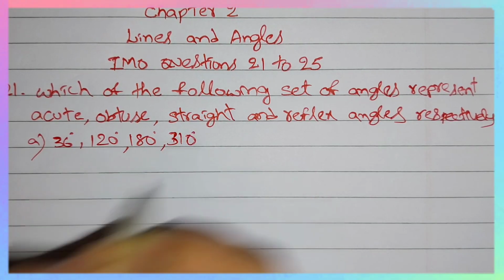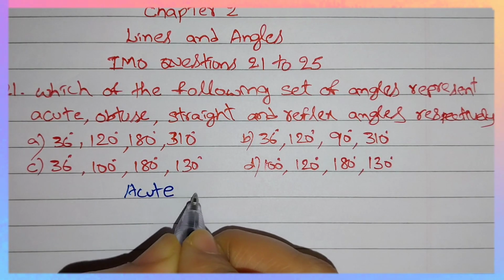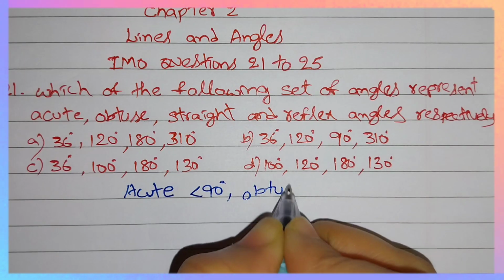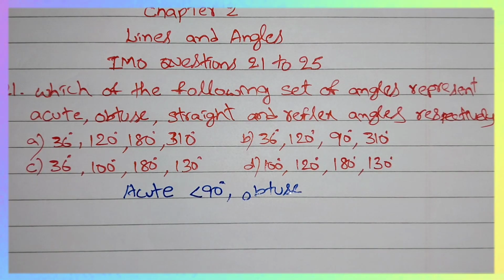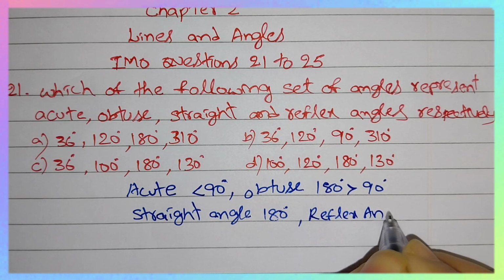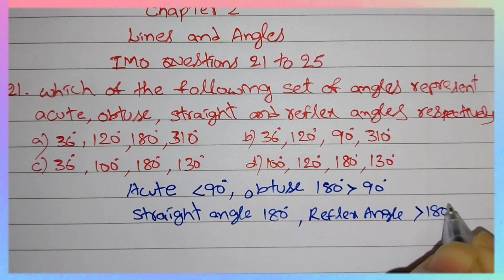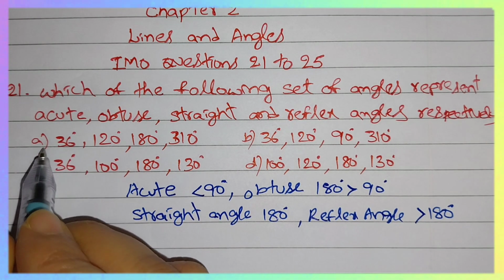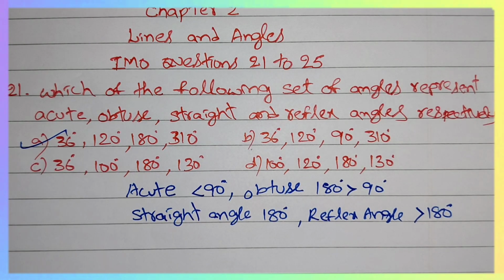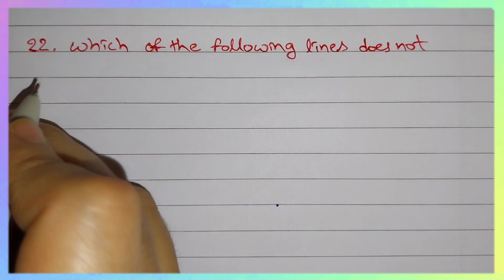We know that an acute angle is less than 90 degrees, an obtuse angle means greater than 90 degrees but less than 180 degrees. A straight angle is exactly 180 degrees. A reflex angle is greater than 180 degrees but less than 360 degrees. So if you observe the options, in A, 36 degrees is acute, 120 degrees is obtuse, 180 degrees is straight, and 310 degrees is a reflex angle. So option A is correct. This option represents acute, obtuse, straight and reflex angles respectively.